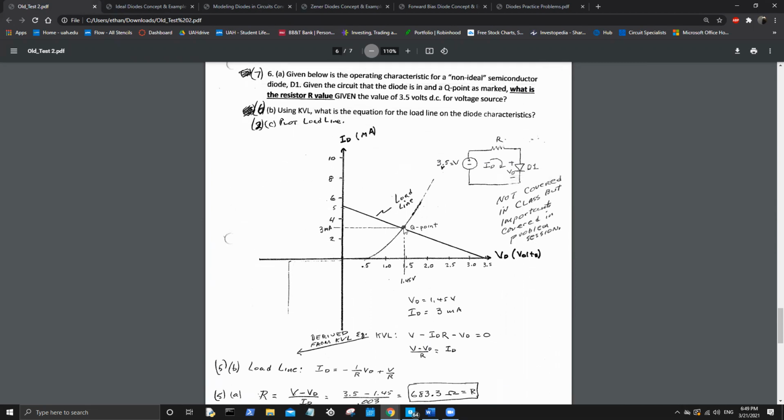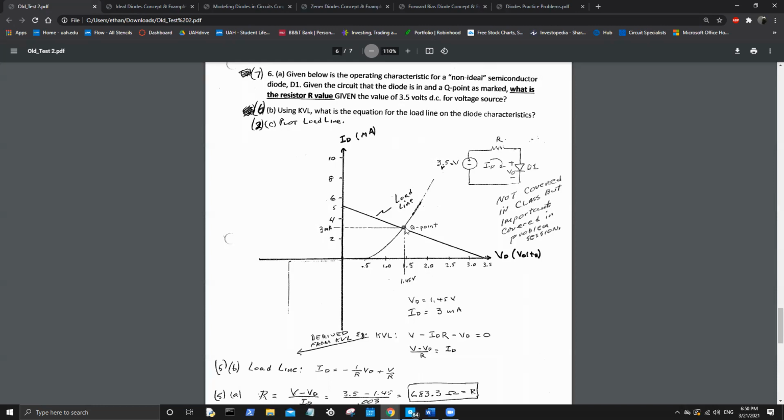So here's our Q point, right? Now this is what I'm asking real quick. Are we going to need to plot this chart exactly like this? I'm not sure. Wait, no, he says given below is the operating characteristic with the Q point marked. That was what I was scared about, was having to graph this. Yeah, he would give us the graph.